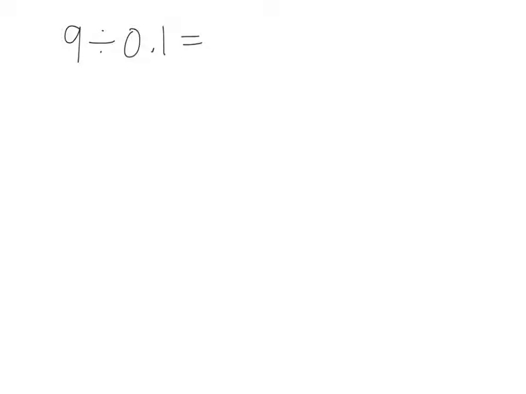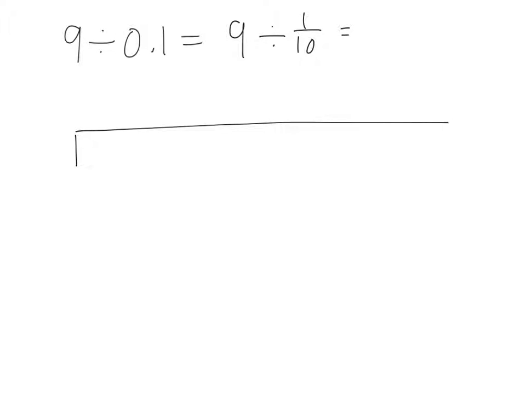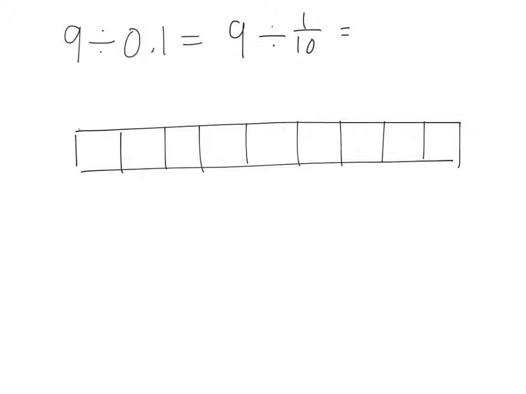Now we have 9 divided by 0.1. Okay, how can we write that using fractions? We could say that that's the same as 9 divided by 1/10. Do you guys agree? Yes. Okay, so let's draw a tape diagram. We want to do 9 units. So 1, 2, 3, 4, 5, 6, 7, 8. Now I have 9 units. And each of those units, I want to divide into how many sized pieces? 10 equal pieces, right? 2, 3, 4, 5, 6, 7, 8, 9, 10.